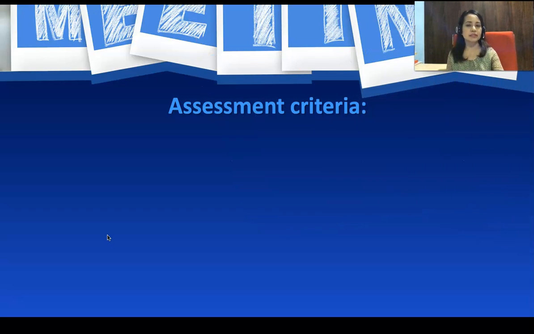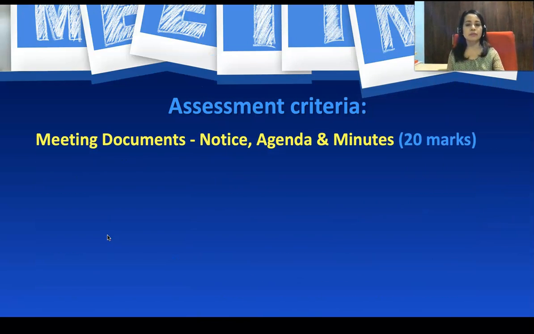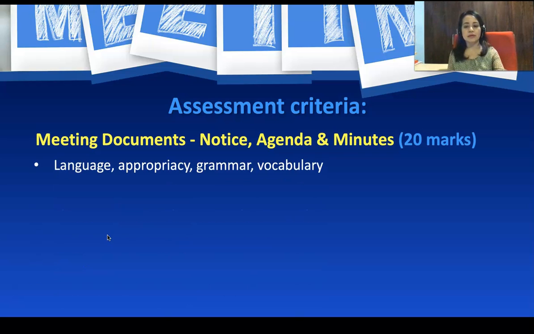In terms of the assessment criteria, you will be assessed based on the meeting documents, which are the notice, the agenda, and the minutes of the meeting. These documents will make up 20 marks, and you will be judged based on the language, the appropriacy of the document, grammar, as well as the vocabulary used.